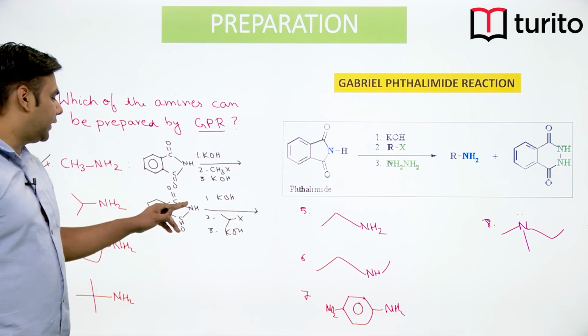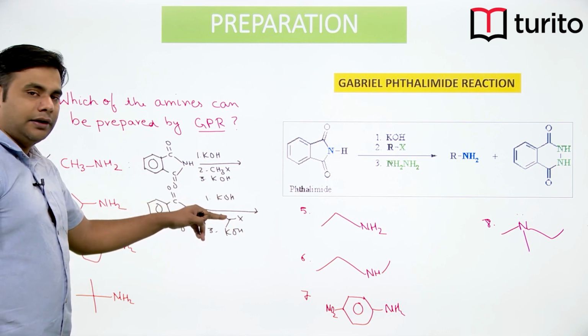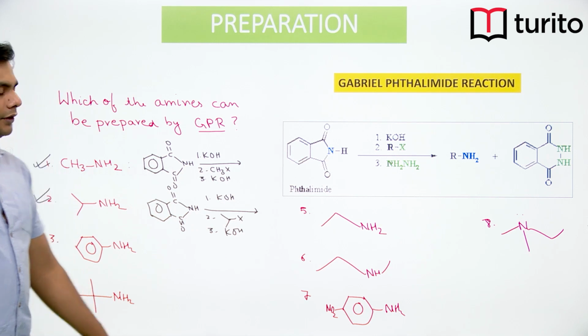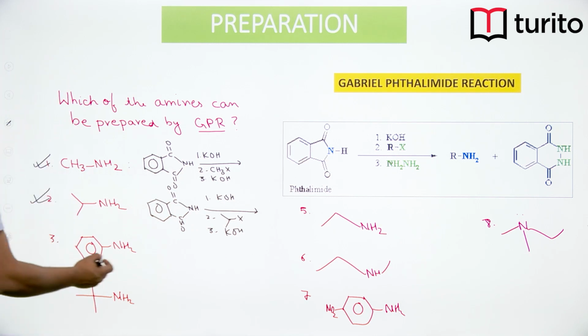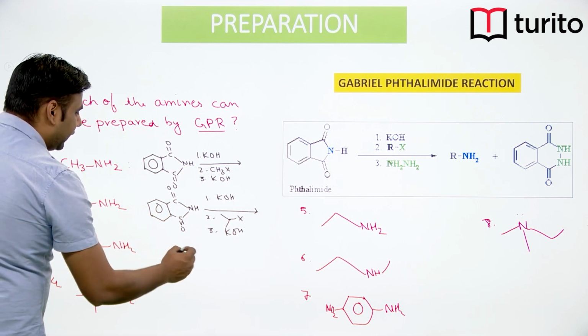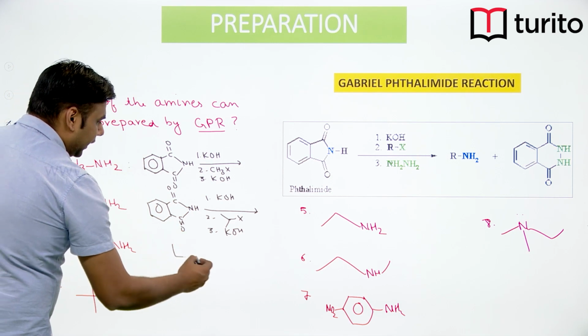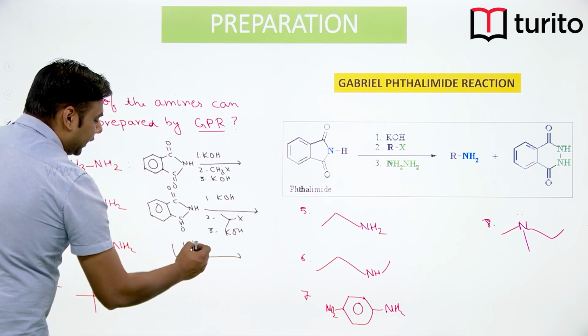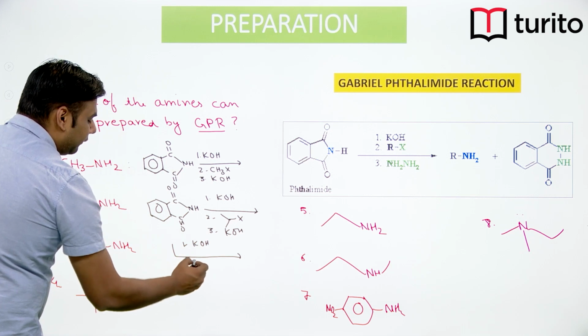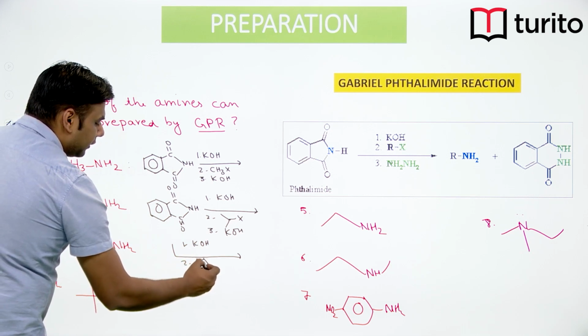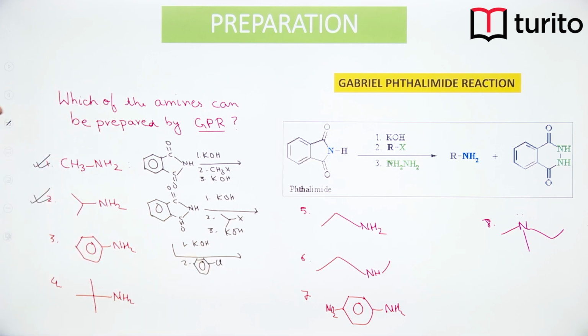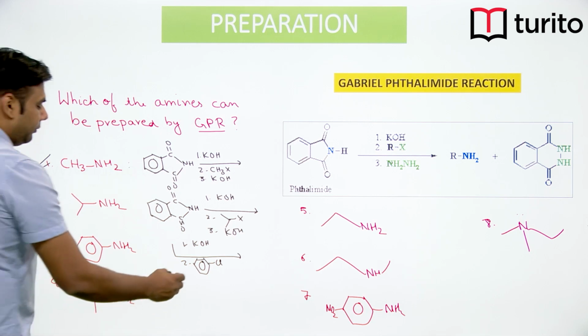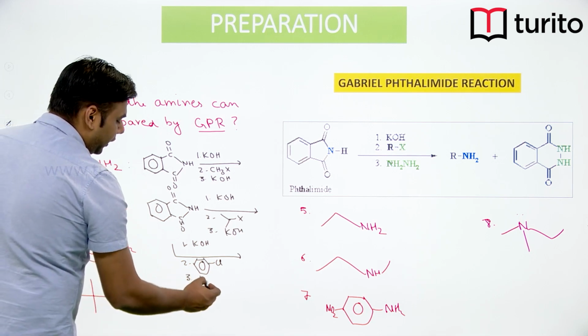So this hydrogen is abstracted in the first step, this attacks, X leaves, and then hydrolysis. Okay, now let us look at aniline. To prepare aniline, we have to take phthalimide, add KOH, and in the next step we have to add a halobenzene or a phenyl halide, and then do a hydrolysis.